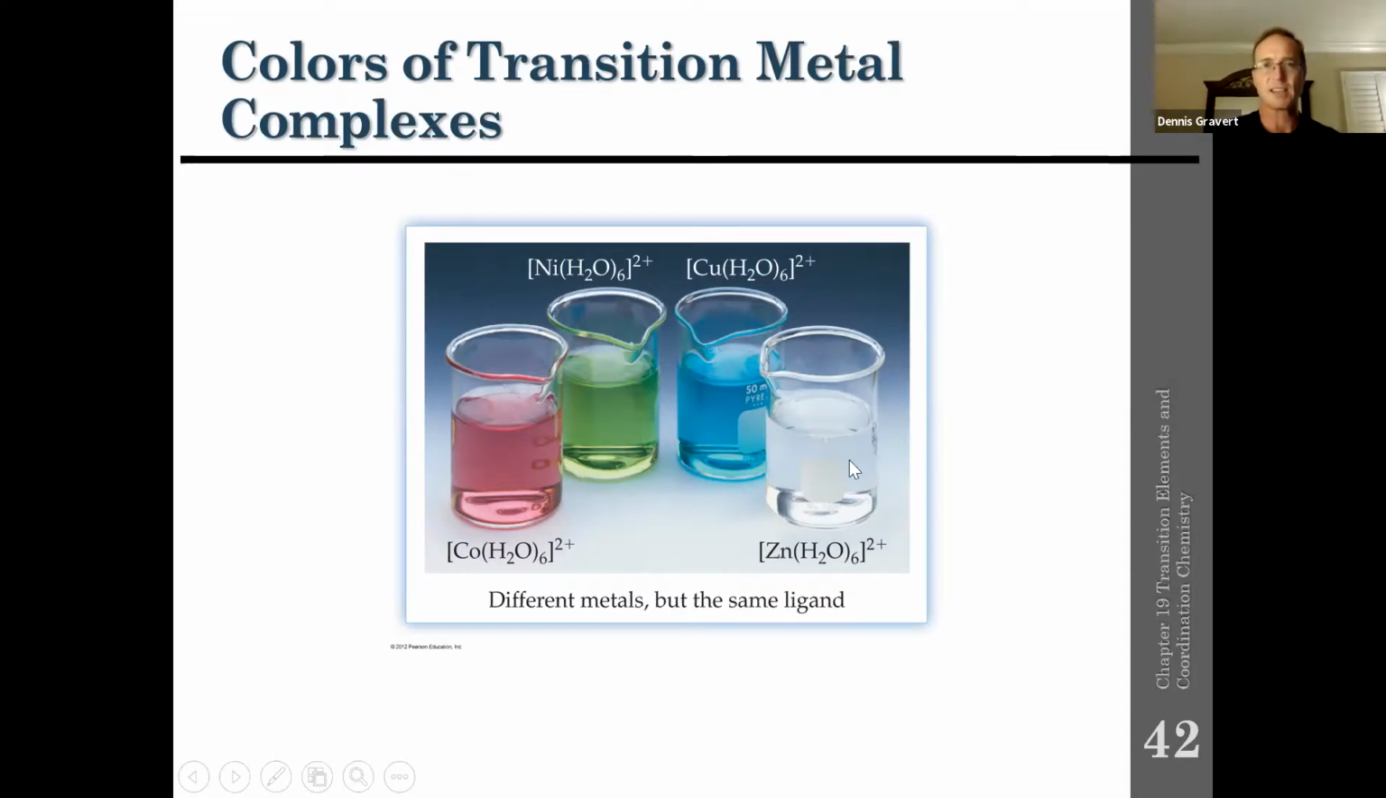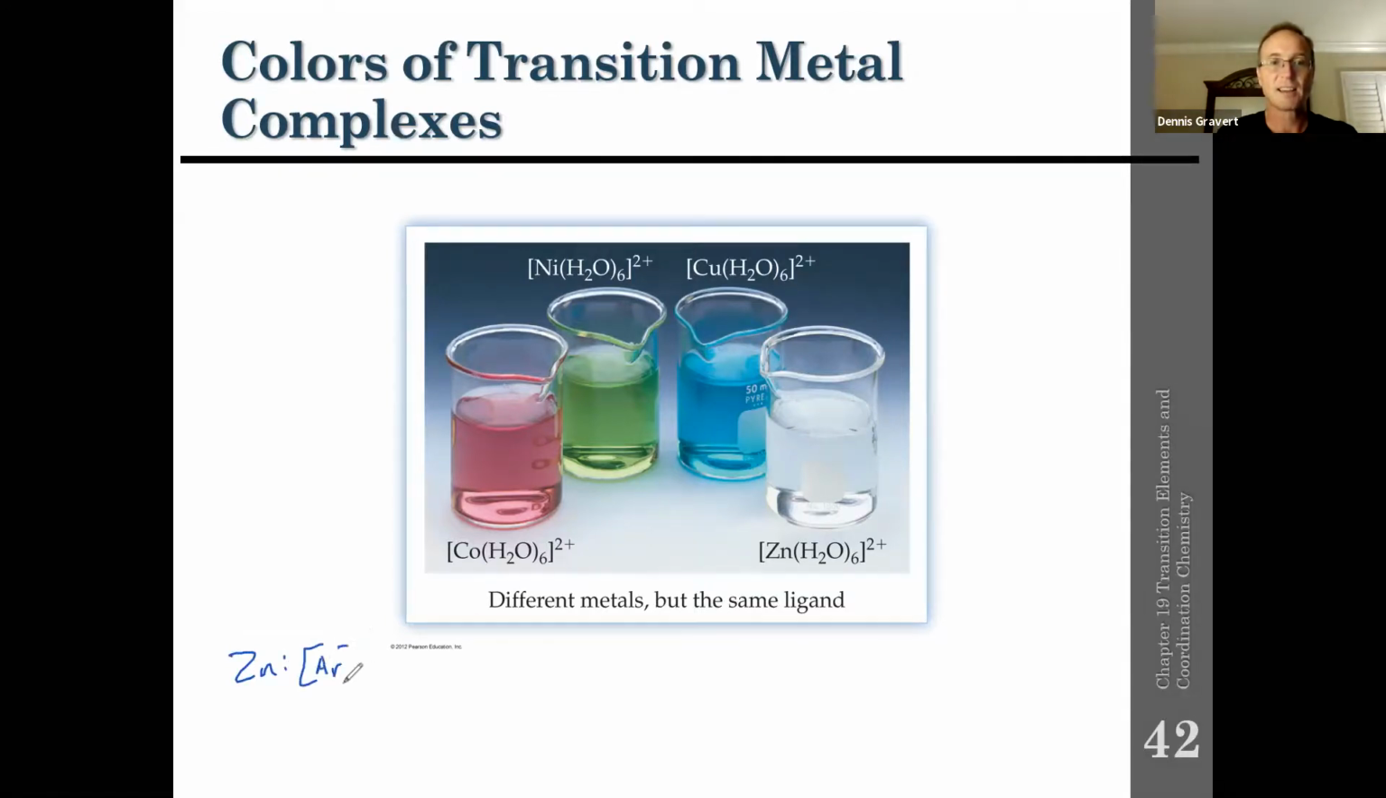Zinc, you actually said, I hope you see, has no color. What's going on there? Well, that's kind of interesting. So zinc is the last transition metal on the periodic table. There's 10 electrons in zinc, right? So zinc has the 4s2 and the 3d10.